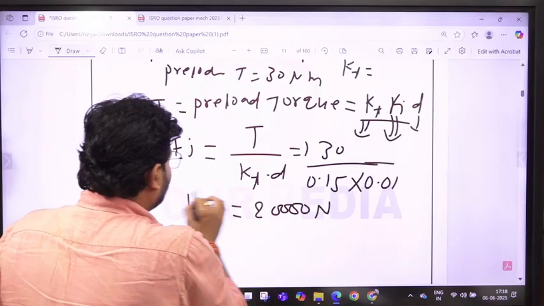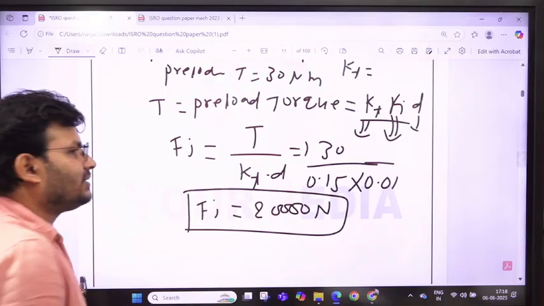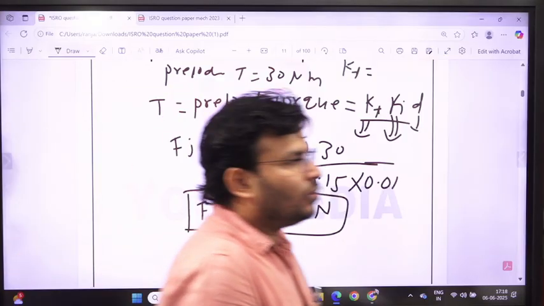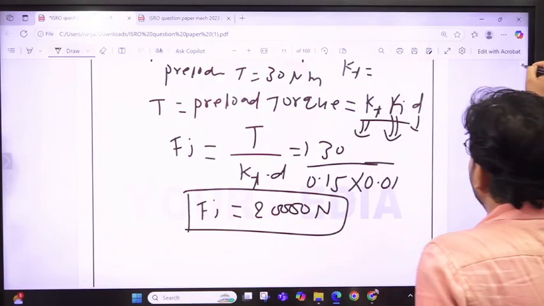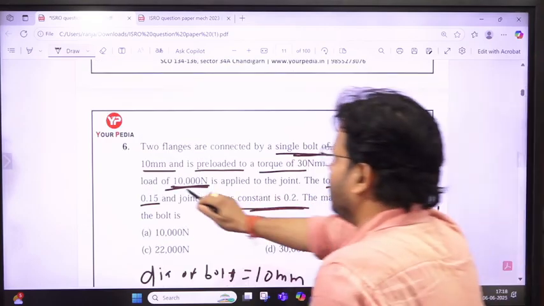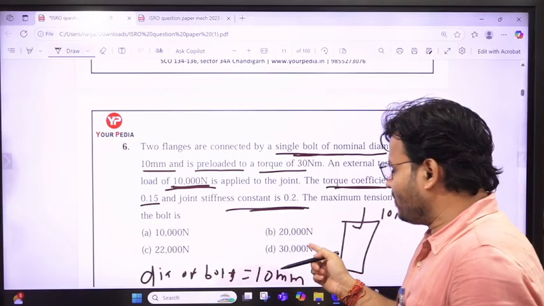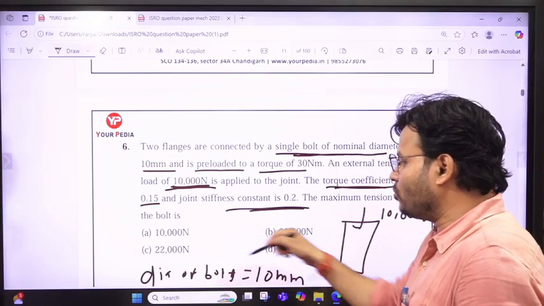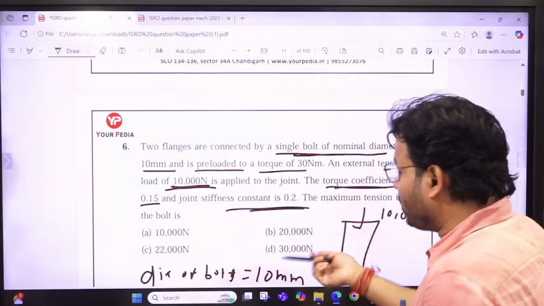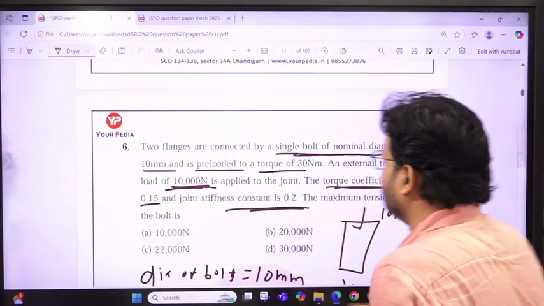Yes sir. So is this our answer? No, my dear friends. There is a load also acting on the bolt, and this load is how much Newton? 10,000 Newton is also there. If it were not there, then I would go with option B. But in this question, load is also there.